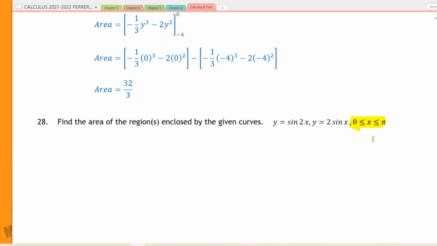So let's start with the easier one. We'll start with y equals 2 sine x. We know that's going to equal 0 at x equals 0 and x equals pi. We also know that it's going to reach a maximum at x equals pi halves. The maximum in this case, because of the 2, is going to be 2.